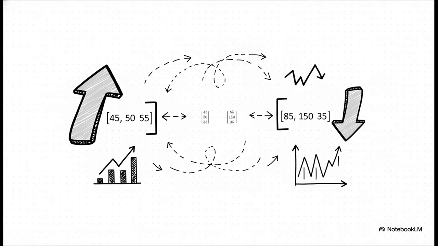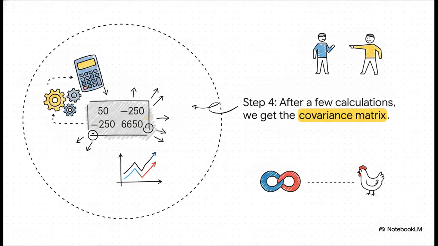Step 1 is pretty straightforward. You got to have some data. So for our little example, we'll just imagine we have a few potential future prices for two made-up stocks, stock A and stock B. This is our starting point. So we run through the calculations, and boom, we get this, the covariance matrix.